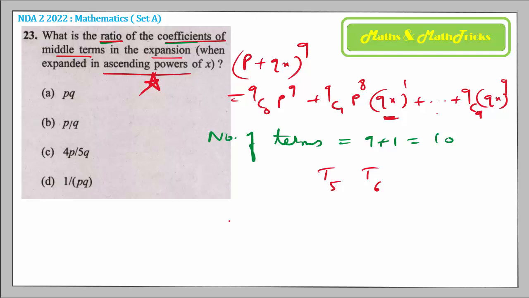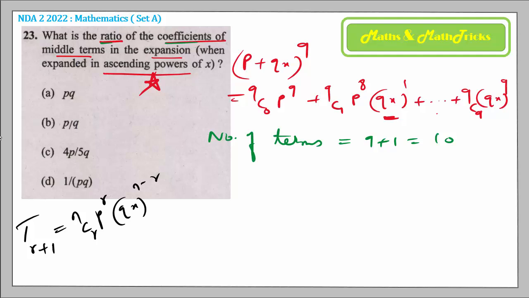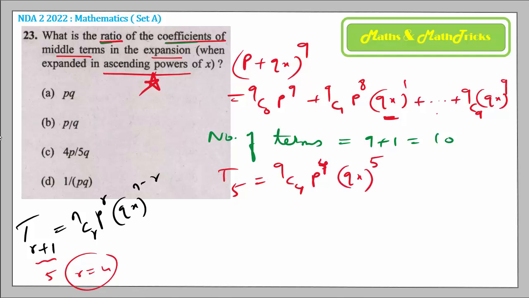Now for that I am calculating for you, referring to the same formula I told you earlier. T(r+1) = nCr p^(n-r) (qx)^r. Applying this formula here, what would be the T5 value? R will be 4 in that case, because you want r + 1 to be 5, which means r is 4. Therefore T5 is 9C4 p^5 (qx)^4, since 9 minus 4 is 5. And what would be T6? It will be 9C5 p^4 (qx)^5, because for T6, r is 5.